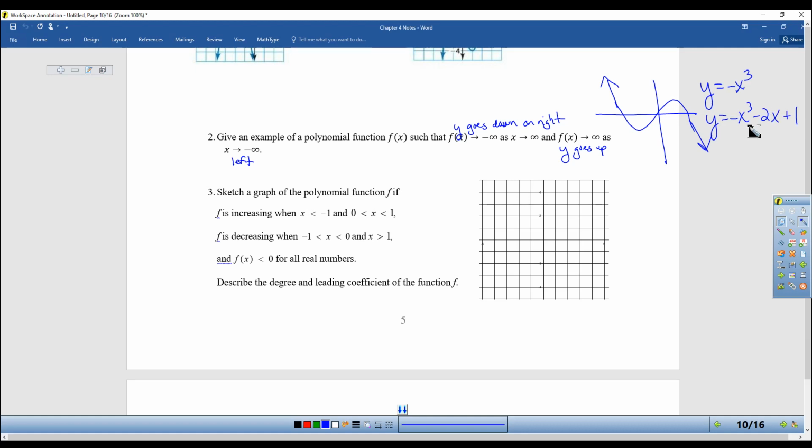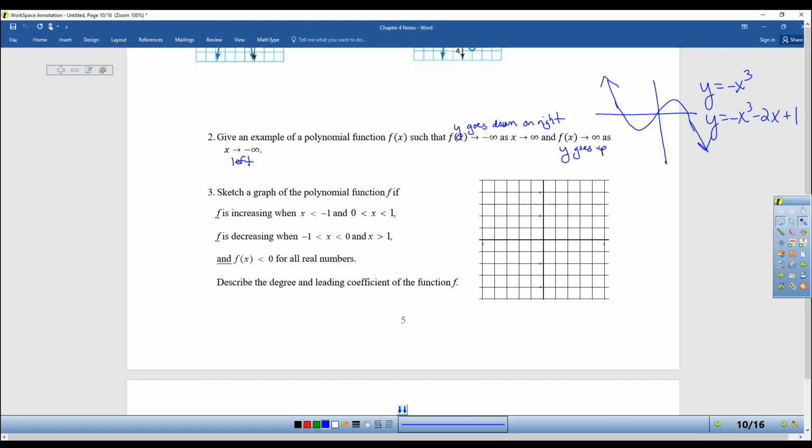Doesn't really matter, because this function is going to be a cubic function that ends down, and that's what it's going to look like. Okay, this one's pretty hard. Again, if you would like to turn this video off, this is a little bit of a puzzle. I actually think it's a little bit fun.